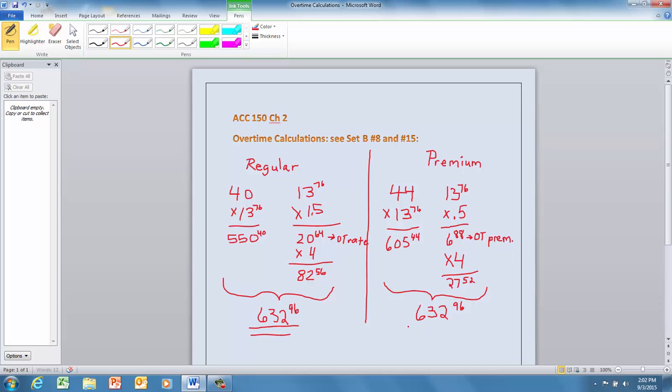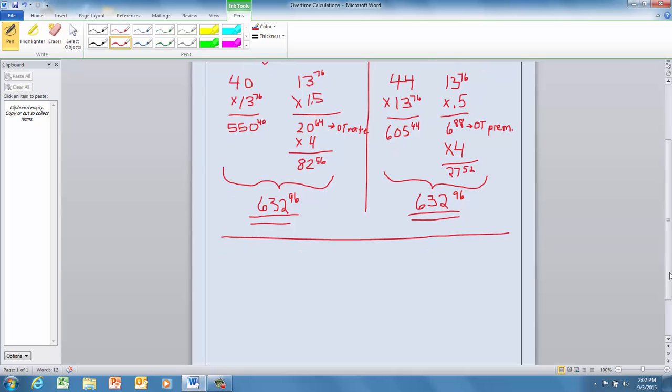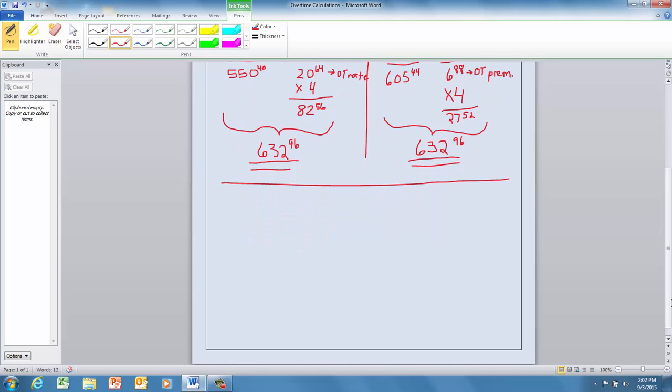Sometimes you don't have a choice as to which method to use. Sometimes you need to use the premium method, and other times you can have your option. Sometimes the premium method can end up, in some states, allowing the company to pay less in workers' comp insurance premiums. All right, let's take a look at number 15.